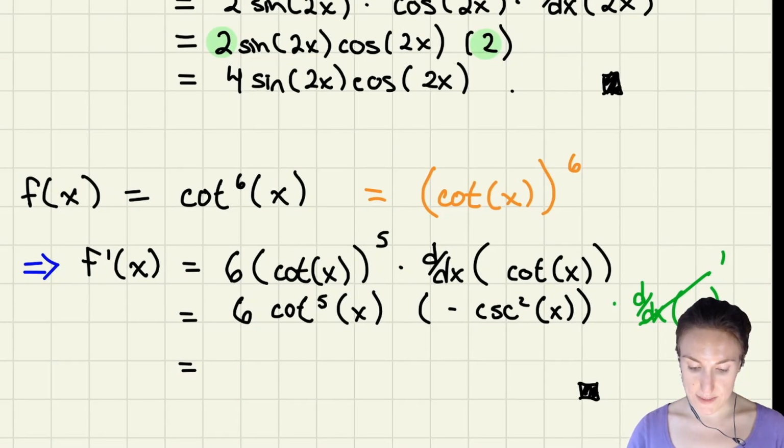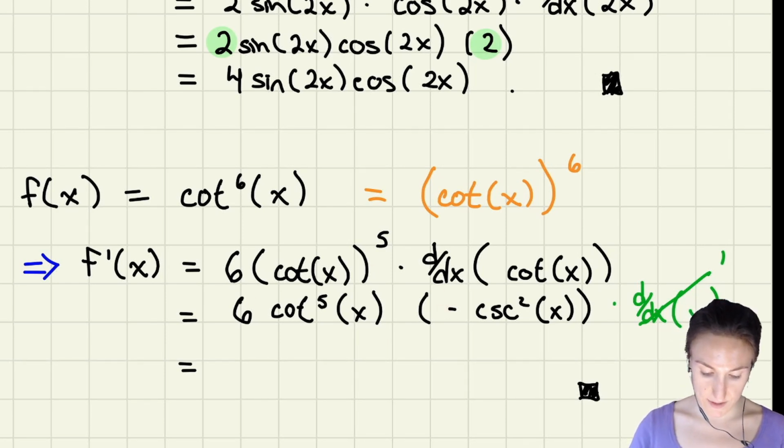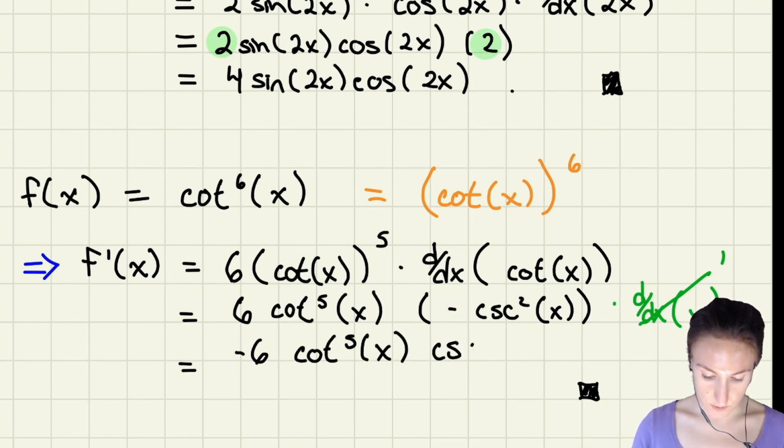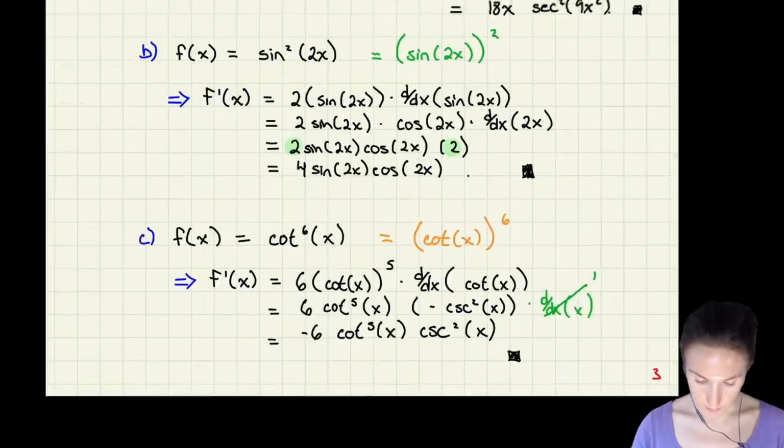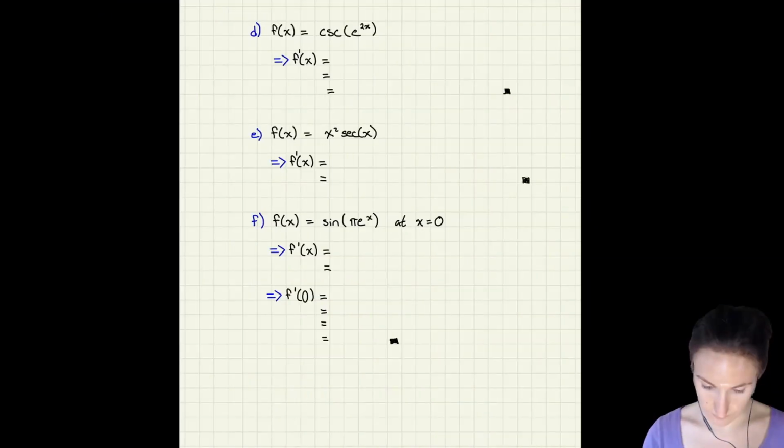So I'm going to bring this negative up to the front, remember, this is multiplied. And then I have negative 6 cotan 5x cosecant squared x. All right. Now let's do another one.